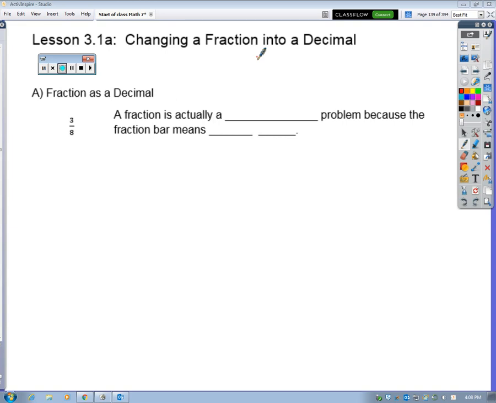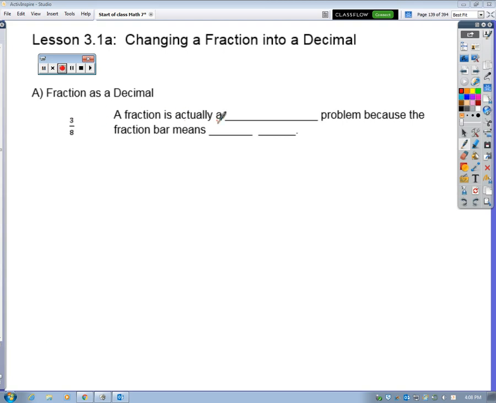But today, we are going to learn how to deal with these fractions. We're going to change them into decimals and expose them for the evil little creatures that they are. Alright, so you won't have to deal with fractions anymore. We're going to change this into a decimal. I'm going to show you guys how to do that. Okay, a fraction as a decimal, we have 3/8 here.